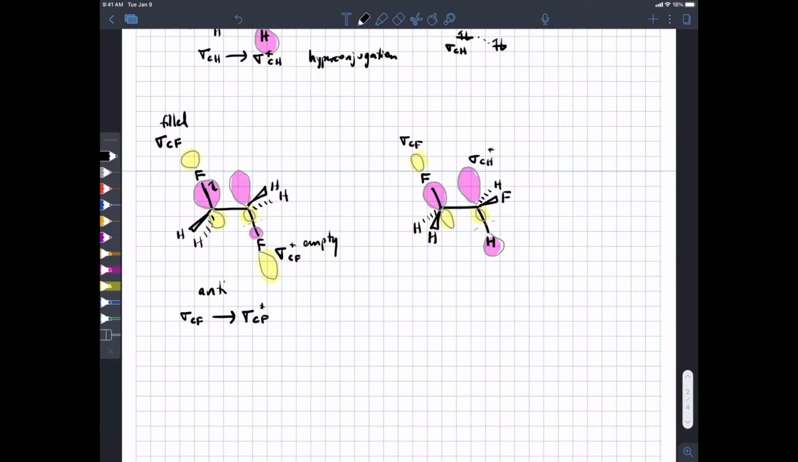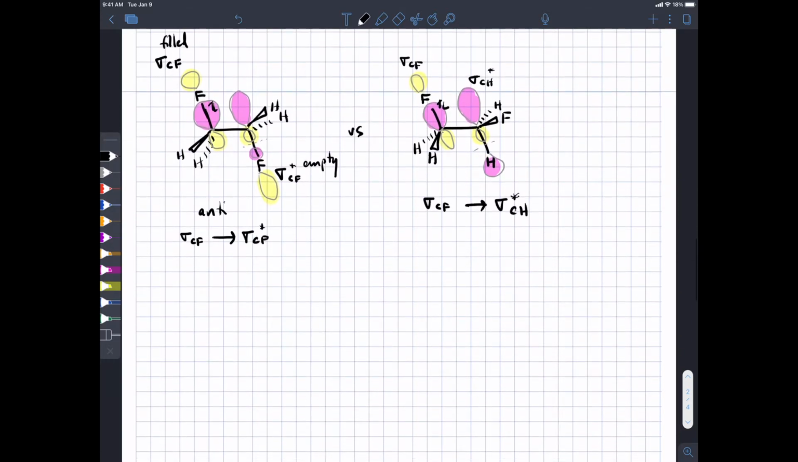Now, based on what we've talked about, which of these arrangements is better? Is it better for the carbon-fluorine sigma bonding orbital to overlap with carbon-fluorine sigma star or carbon-hydrogen sigma star? What do you think? Probably carbon-hydrogen, right? Okay, can you explain why? Because you told us it was more stable. Because I told you it was more stable. Good. Maybe because of hyperconjugation, as you explained earlier.